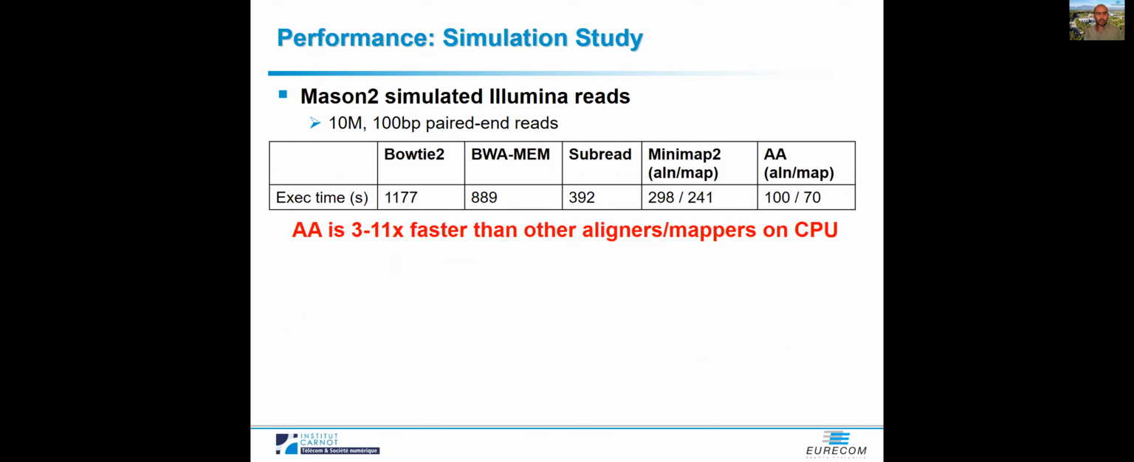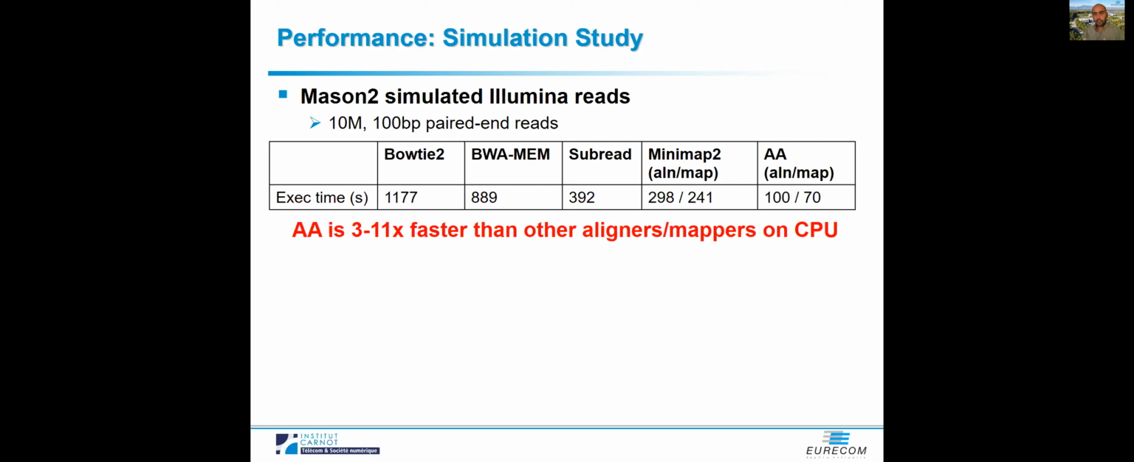So the first result that I want to share with you is the data that we got using Mason simulated reads. So we generated 10 million 100 base pair reads using the Mason 2 simulator. And the table here shows you the execution time of a bunch of different aligners, which are very, very popular today. And the last column shows you the time of Accel-Align.